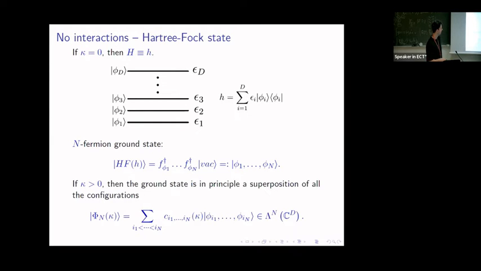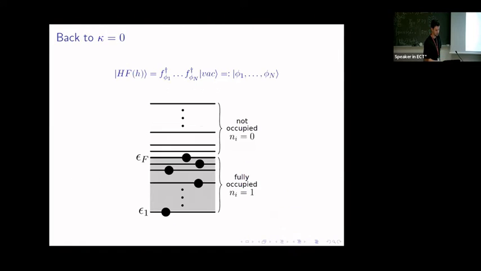Now if kappa is greater than 0, we can still use this basis to build the full configuration space. Right, so then we can keep this fixed, but then those coefficients will depend on the correlation strength. So there are capital N electrons in d spin orbitals.